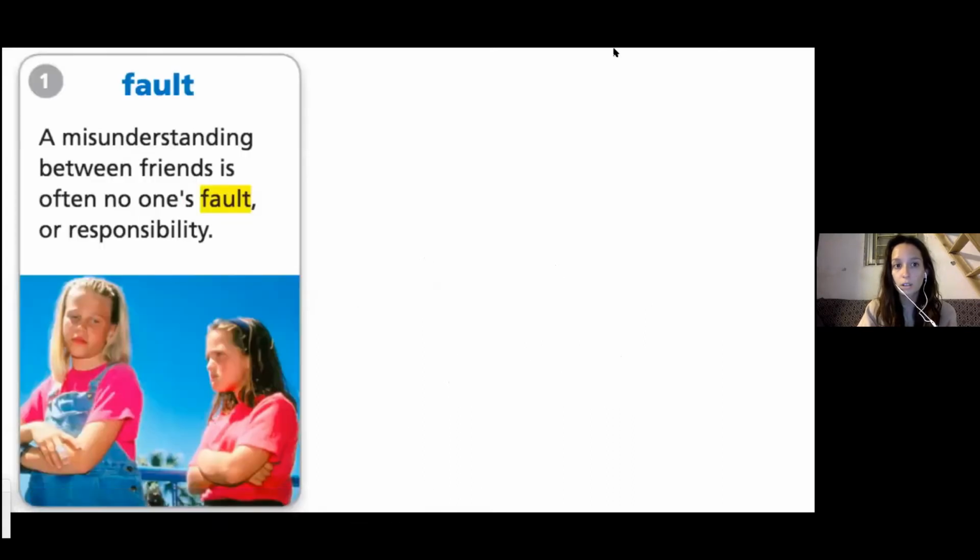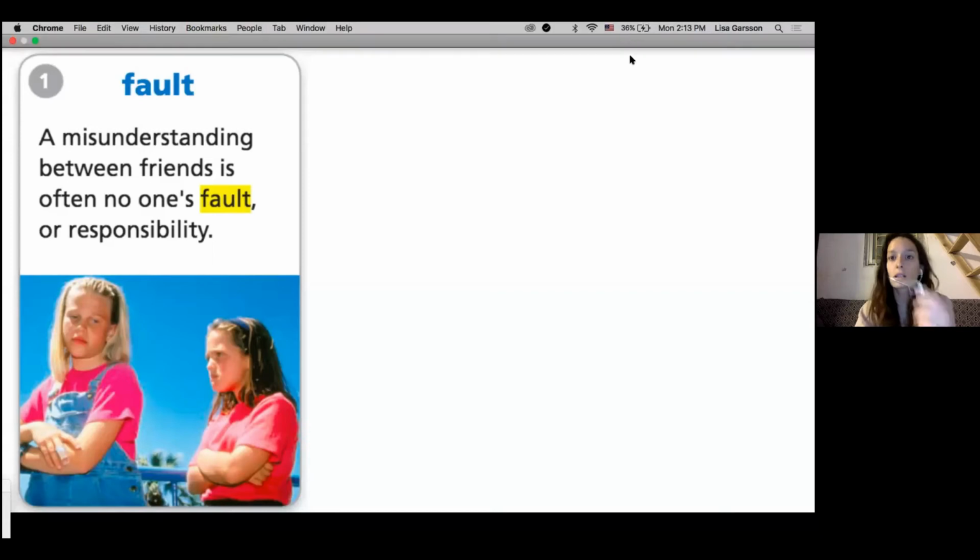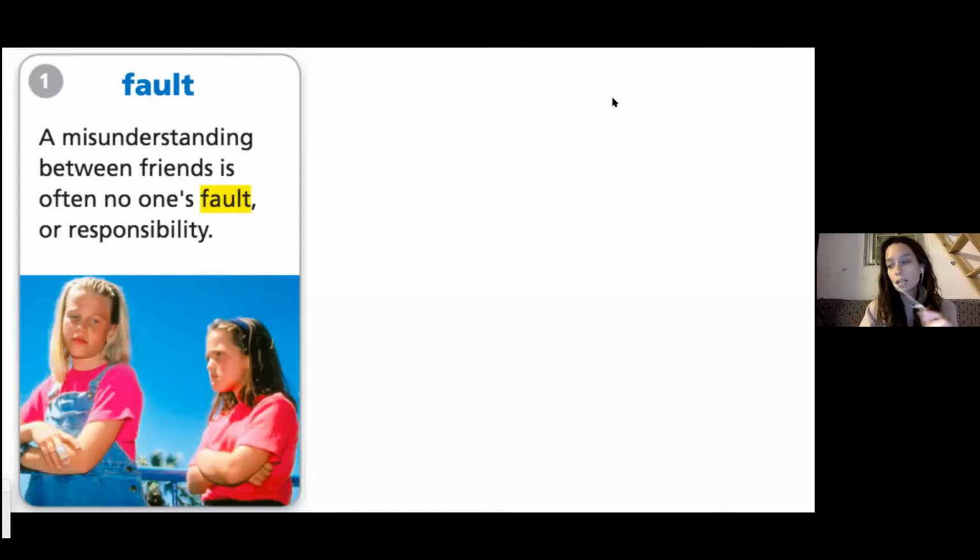The word fault. Okay, so if you're using Journey's book, it's lesson 9 vocabulary. I can't remember exactly the page. Okay, fault. So, Mid-Egg, can you read the sentence for the word fault, please? Fault. A misunderstanding between friends is often no one's fault or responsibility.